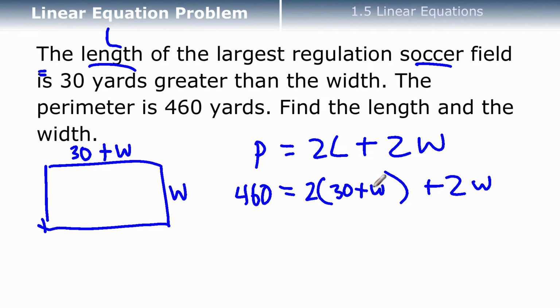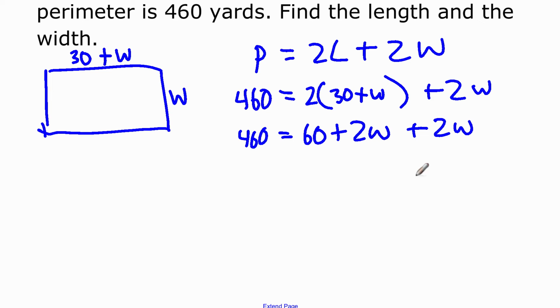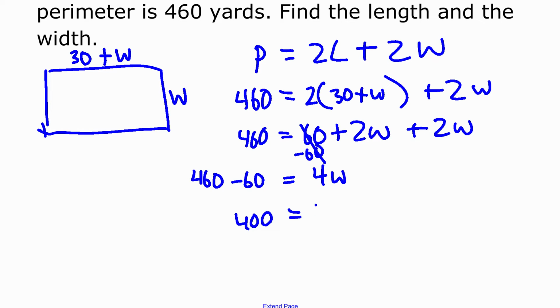So I'm going to multiply the 2 through here. So it'd be 460 equals 2 times 30, which is 60, right? So it'd be 60 plus 2W plus another couple of W's. So here I have an equation where I just have W's. Let's get those together. 2W plus 2W is 4W. And on this side, I'm going to have 460. And I want to get rid of this 60, so I'll subtract 60 on both sides. When I subtract 60 on this side, they just cancel out. So 460 minus 60 is 400, equal to 4W.